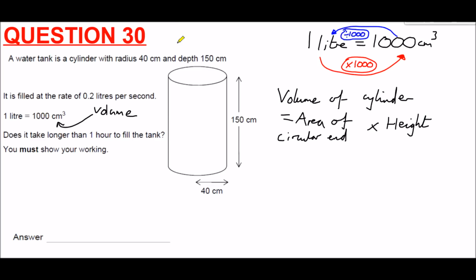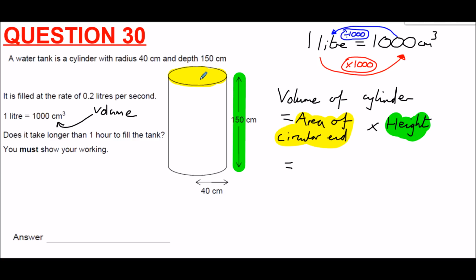So we need two things for working out the volume. We need the area of the circular end. The circular end is this shape here. Multiply that by the height, which unfortunately we've been told that's 150. So how do we calculate the area of a circle?